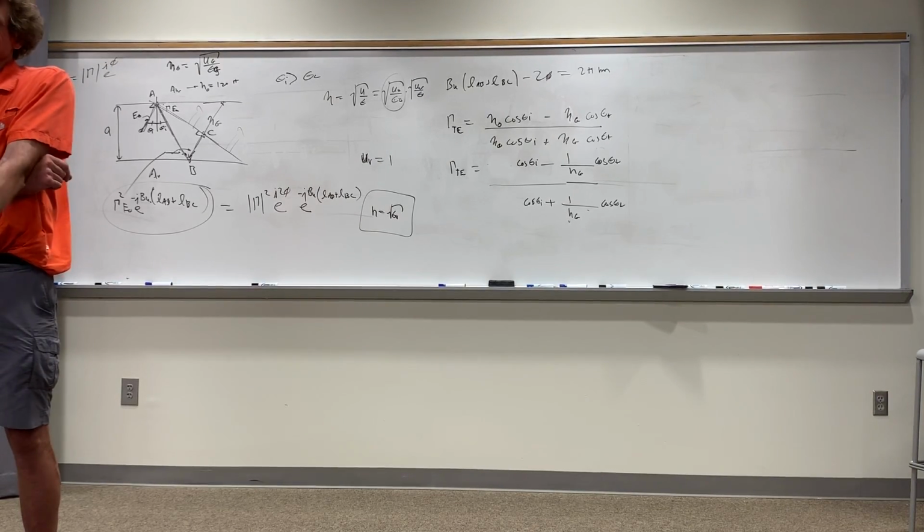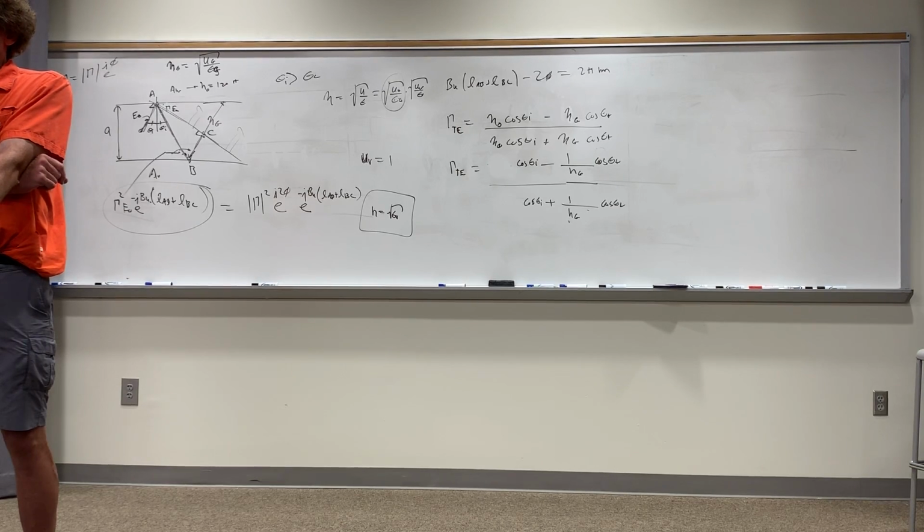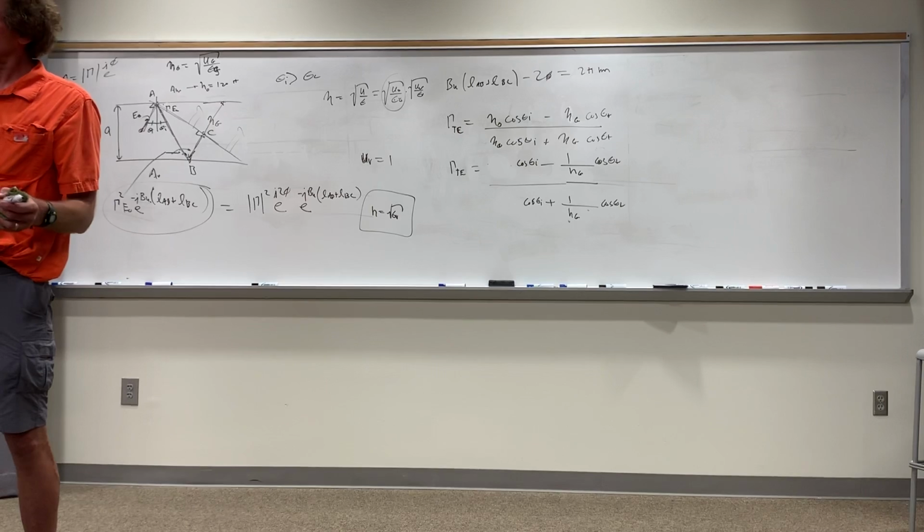Square root of 10 is what, 3.1 or something? About 3.1, right? Now, that means that with those glasses you're wearing, the index of refraction is about 3.1.